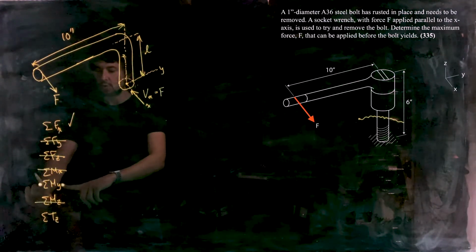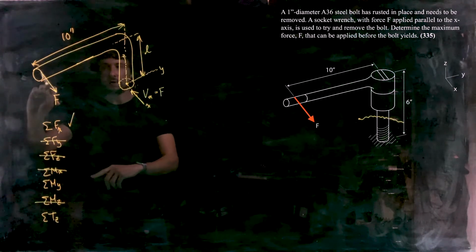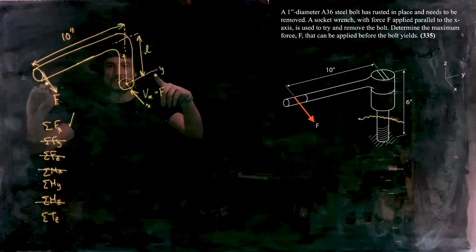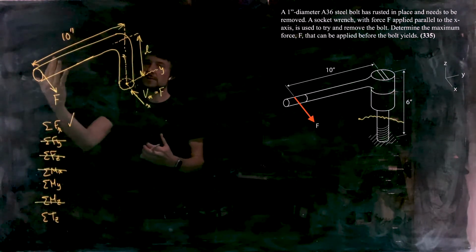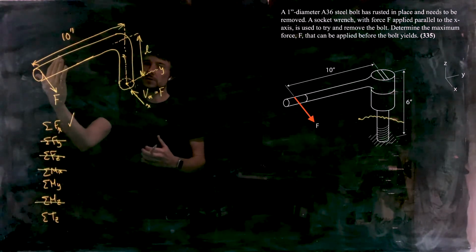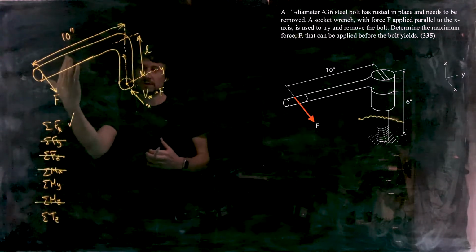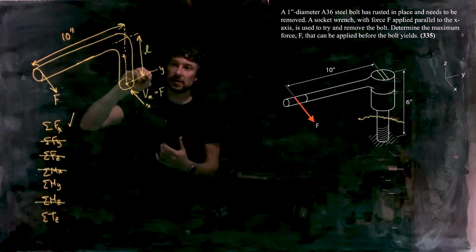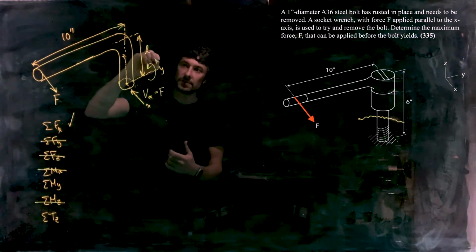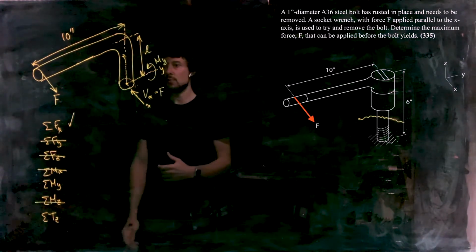Sum of the moments about the Y-axis. We've got load F perpendicular to the Y-axis. They don't cross one another in three-dimensional space. Load F is going to cause the torque wrench and the upper portion of this bolt to want to come over the Y-axis in this direction, so we need an internal moment in the opposite direction here, My.